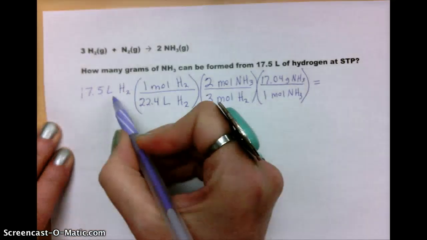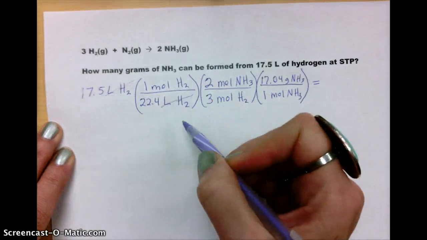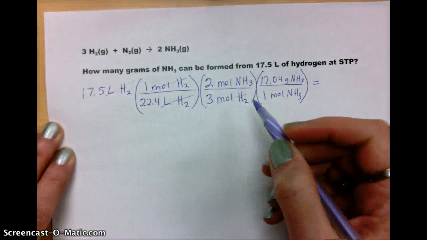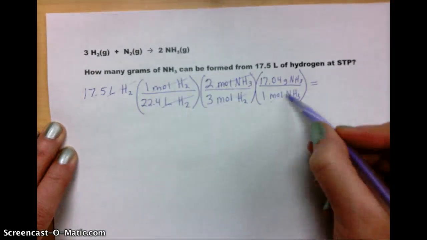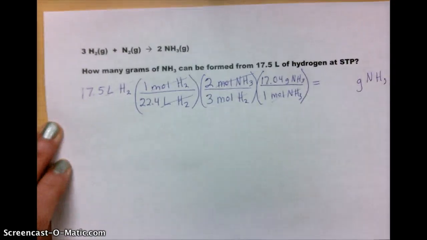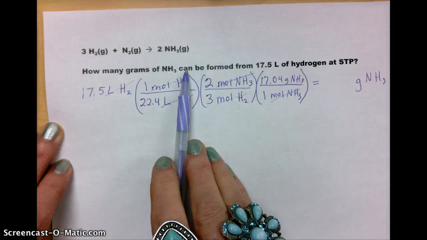Let's double check our units. Liters of hydrogen cancels out with liters of hydrogen. Moles of hydrogen cancel out with moles of hydrogen. Moles of ammonia cancel out with moles of ammonia, and I'm left with grams of ammonia. And that is what we're trying to find, how many grams of ammonia.